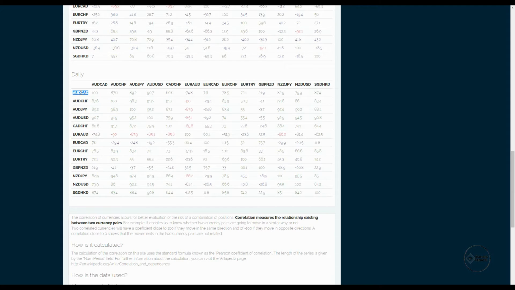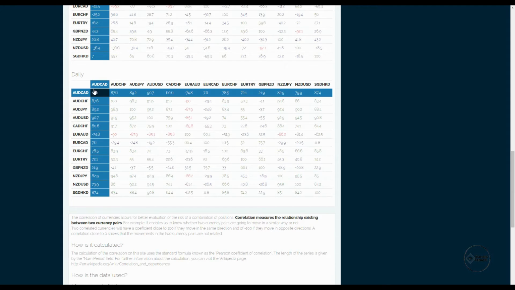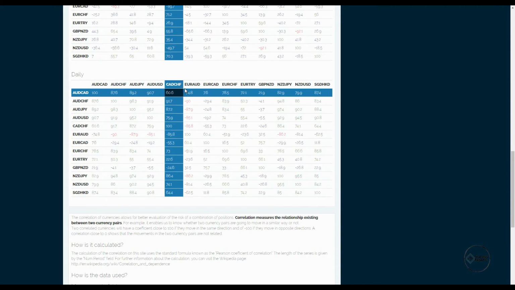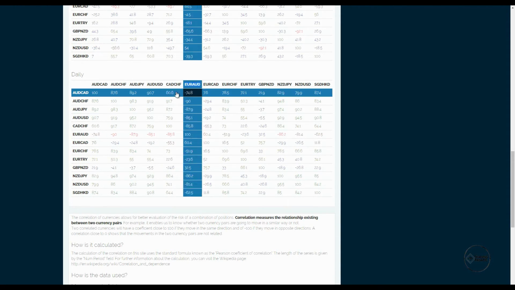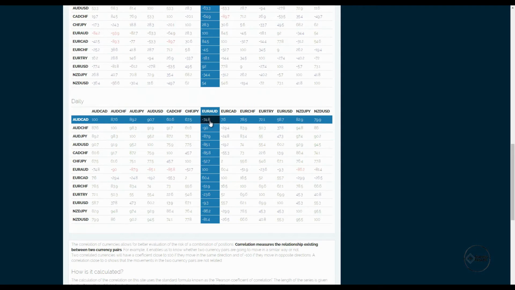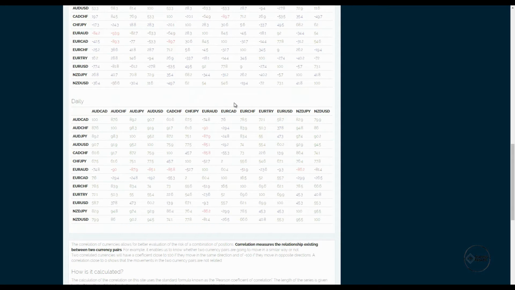So if you want to trade Aussie Canadian dollar, we should have a look at some of the other Australian dollar currencies, and we should see if Euro Aussie is in opposite correlation and is aligning perfectly to the trade we want to take. Okay, so let's have a look at a real-time example right now.